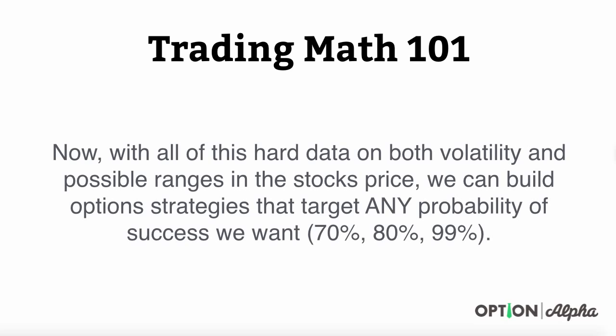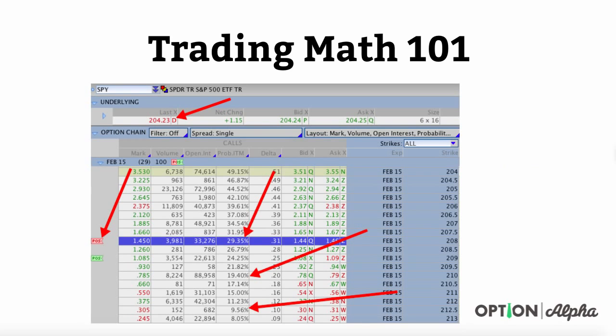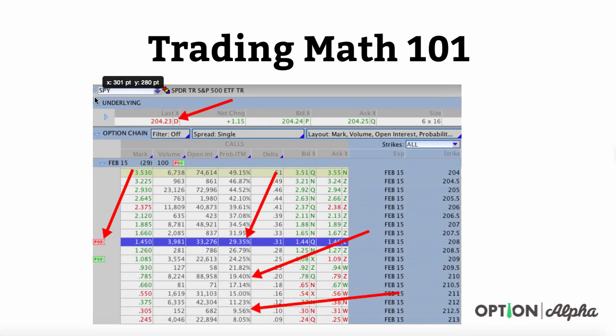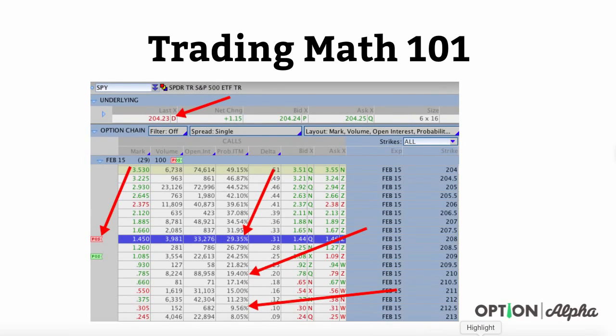If you're trading stocks, your win rate is 50-50. You have a 50% chance the stock goes up. You have a 50% chance that the stock goes down. But with options, we have the awesome ability to target any probability of success that we want. So let's look at a really specific example here. This is a trade tab of SPY, which is the S&P 500 index. And currently SPY is trading right at 204.23.